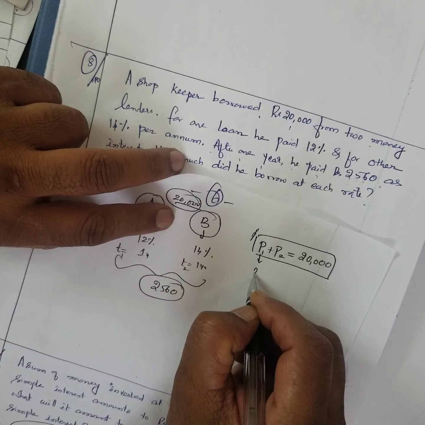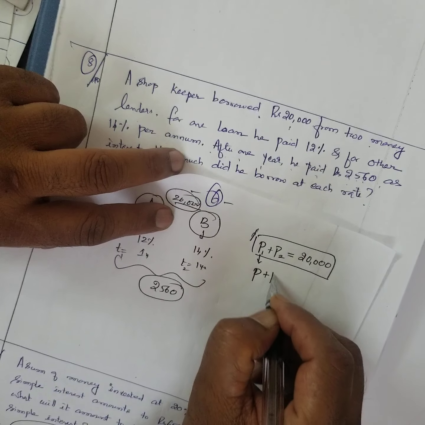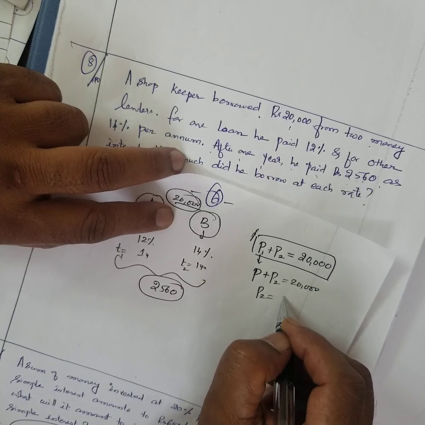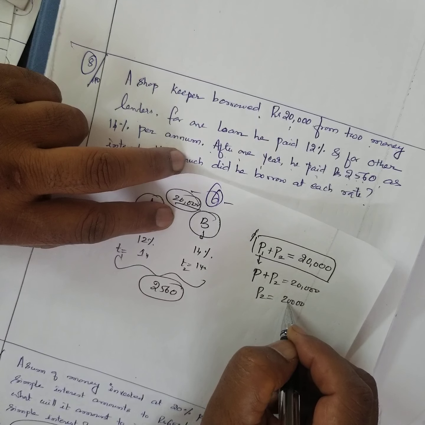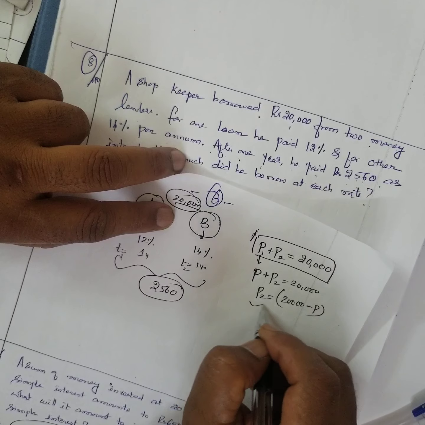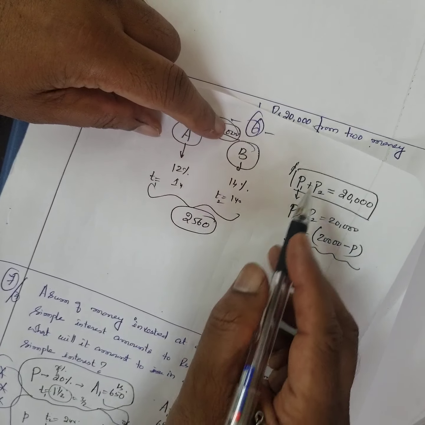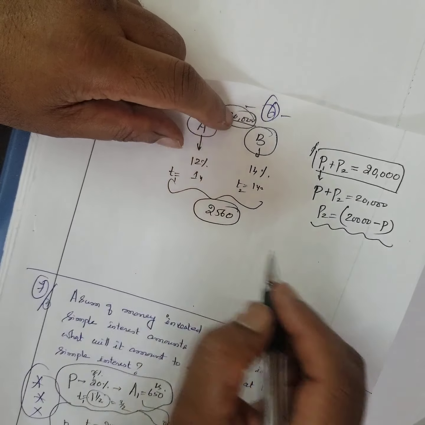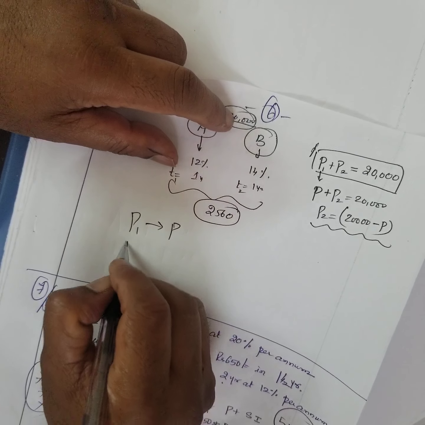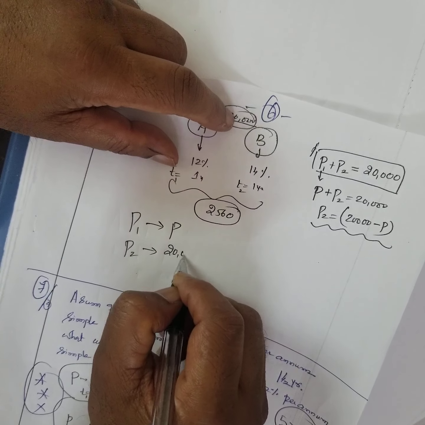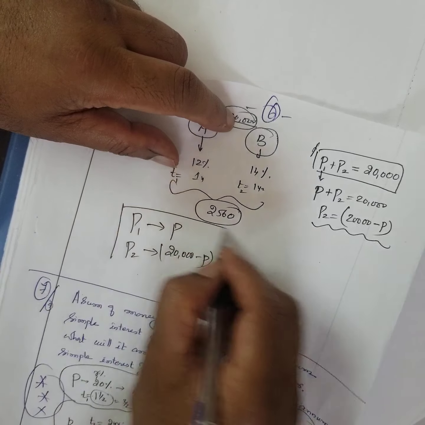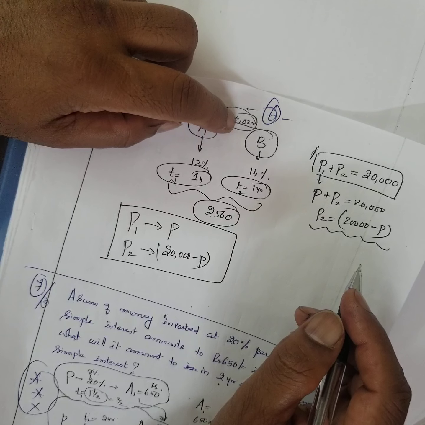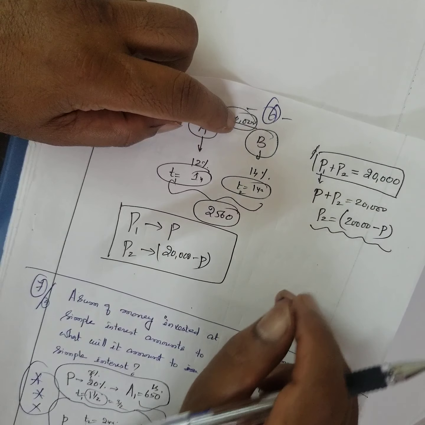If P1 is equal to P, then P2 is equal to 20,000 minus P. Right? Therefore, how you have to make it? P1 is P, P2 is 20,000 minus P. Let us see how it happens. And T1 and T2 are the same. It's really a difficult sum.